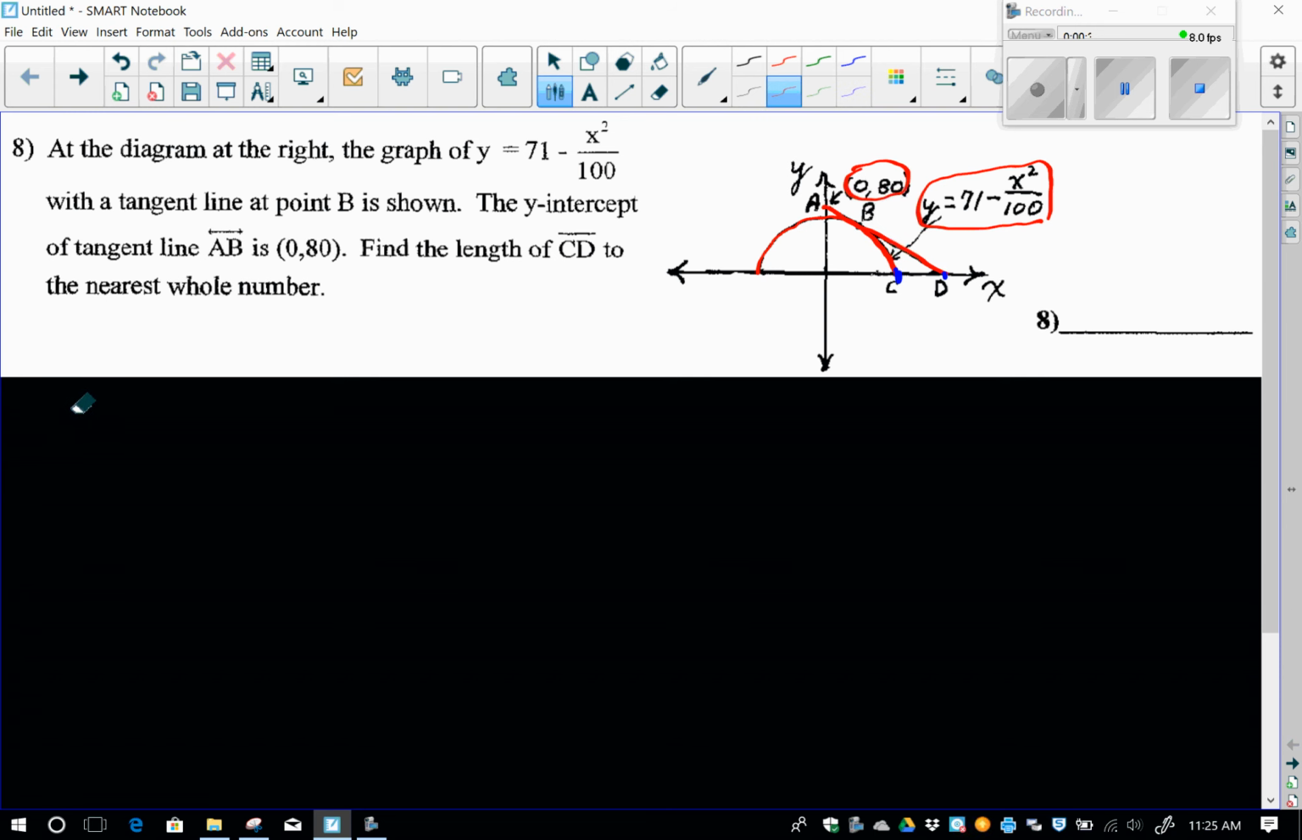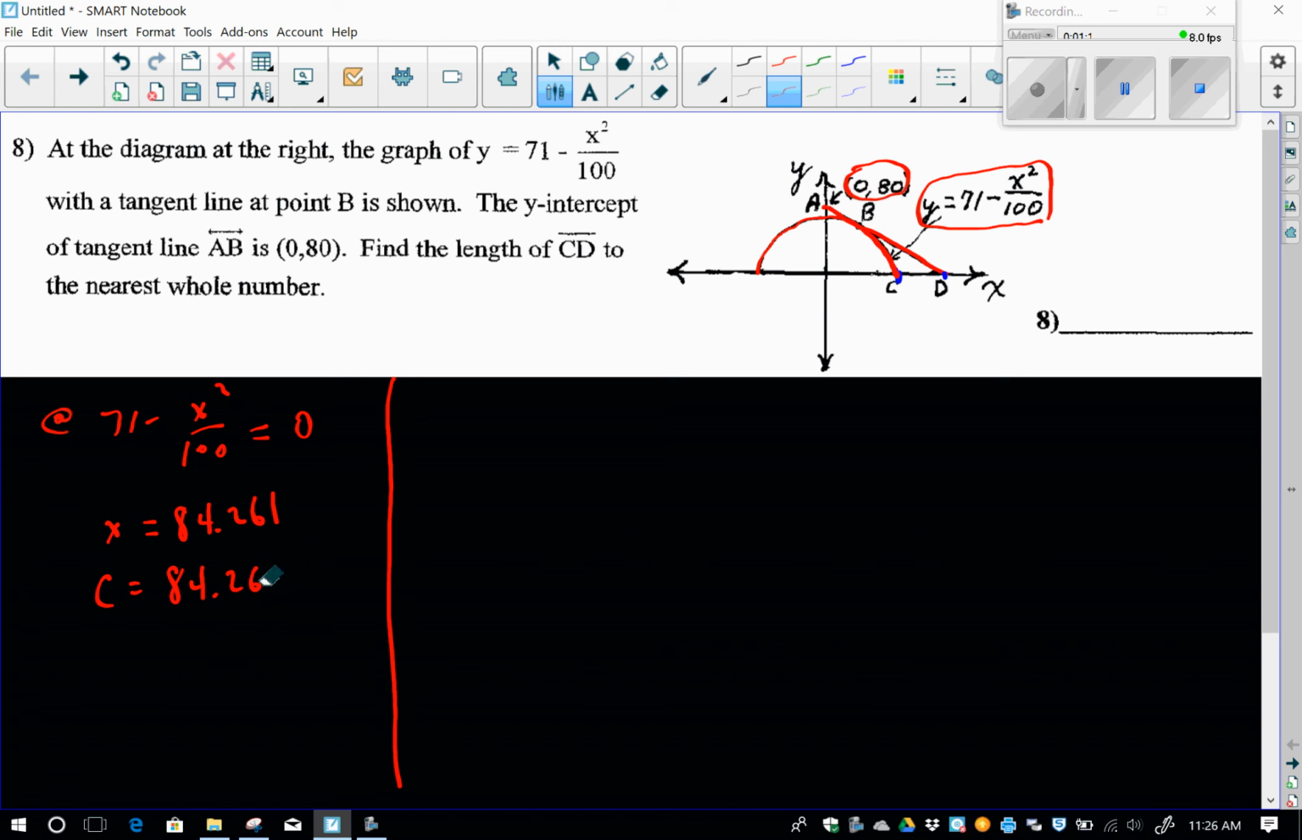So we're going to start by finding the x value of C. We know C is on our x-axis, so our function, 71 minus x squared over 100, must equal 0 at that moment. If we use our calculator to solve, we get an x value of 84.261. So that is actually C. Let's write C equals 84.261.